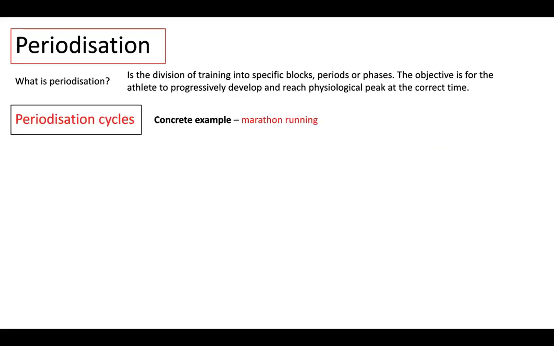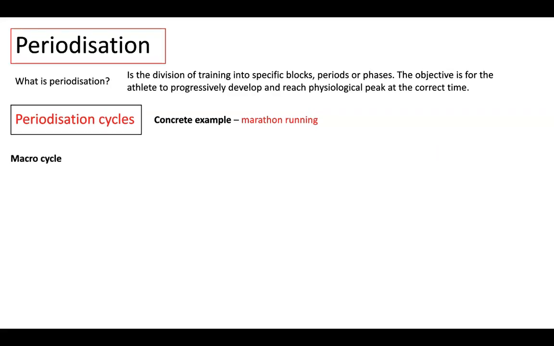So first of all, periodisation cycles. When we're talking about the cycles now, we are going to use marathon running as a concrete example. You have to use examples within a lot of these exam questions, and it's really important that we have a concrete example that we can go to straight away. So we're going to use the periodisation cycles focusing on a marathon runner. When it comes to examples in your exams, you can use your own, however, let's just stick with marathon running for now as it's an easier one to do.